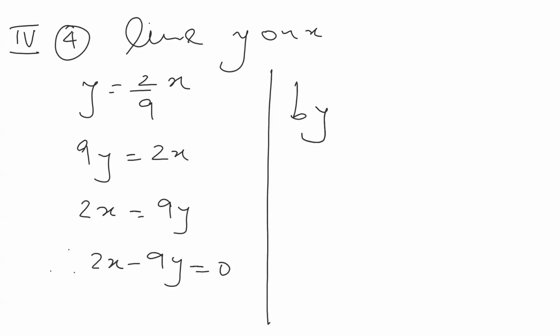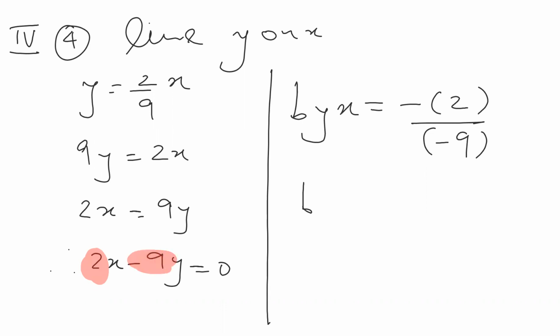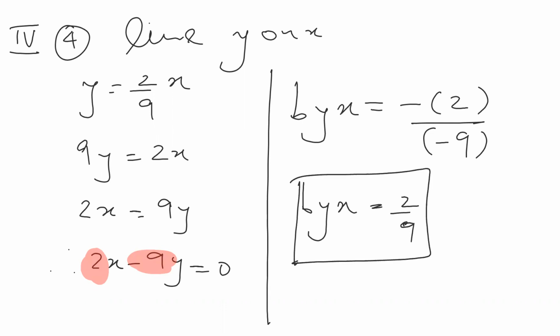Okay. Byx is equal to minus a by b. So byx is equal to, a is the coefficient of x, b is the coefficient of y. This is minus 9. So byx is equal to 2 by 9. Byx is equal to 2 by 9, right?